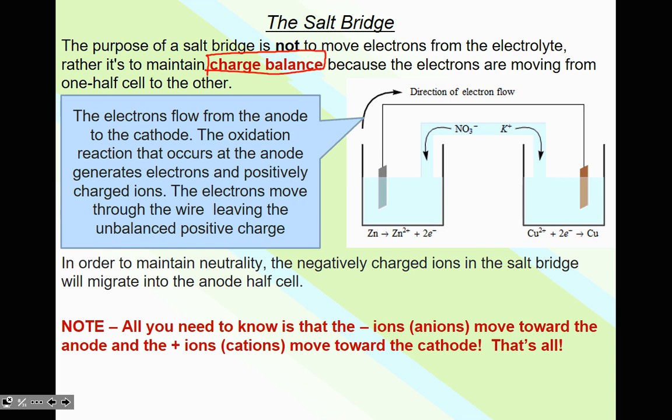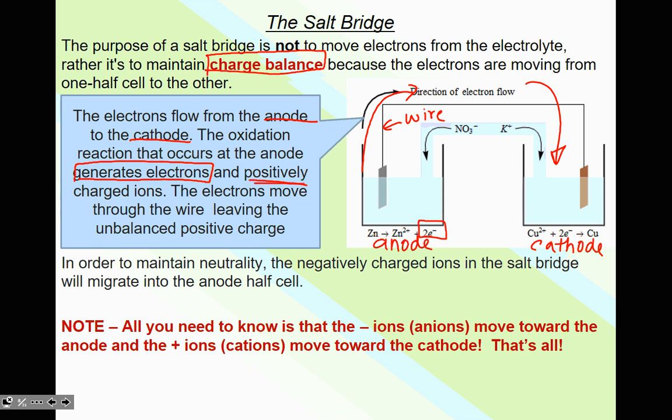So let's compare the anode to the cathode. At the anode, electrons are being produced. They are moving via this wire to this half. So what's going on when that happens? The electrons flow from the anode to the cathode, we know this. The oxidation reaction that occurs at the anode generates electrons, and that's why there's a movement of positively charged ions.